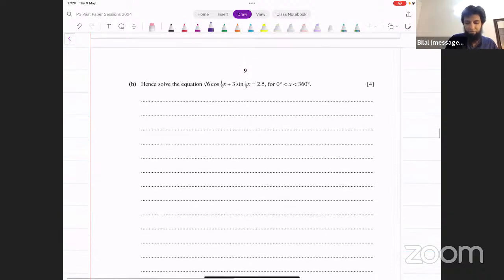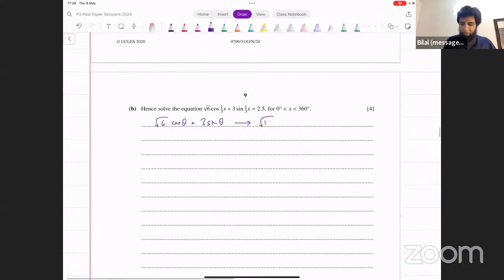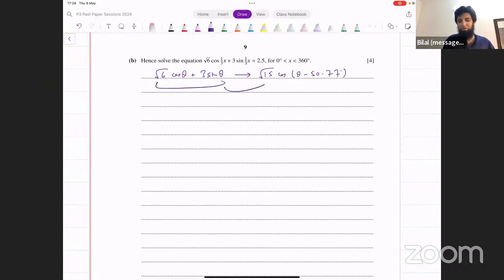In the first part, what we've done is we've proved that if you have under root of 6 into cos of theta plus 3 sine theta, that can be written as under root 15 cos of theta minus 50.77. This is what we have shown in the first part, that we can convert this expression to this form. Now, compare the two. What's the difference? Instead of theta, we have 1 over 3 times x. Otherwise, the rest of the expression is the same. So what's this equation now?